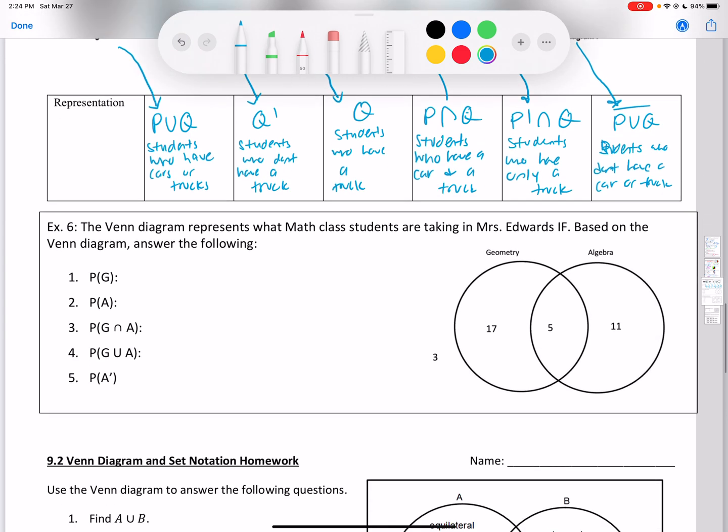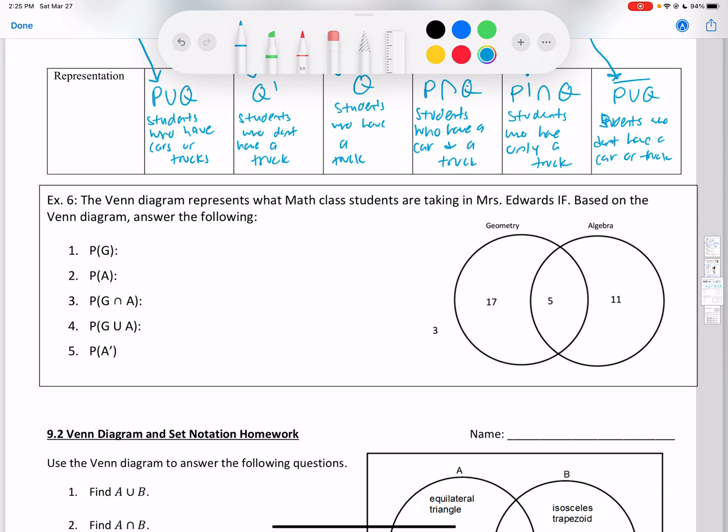Okay, so for our last example, we're going to look at a specific Venn diagram. The Venn diagram represents math students taking Miss Edwards' class. So based on the Venn diagram, we're just looking here at geometry and algebra students. All right, so based on the Venn diagram, we're going to find these probabilities. Again, the P represents that I'm going to find the probability. If it just said G, then that means I just need to find the sample space.